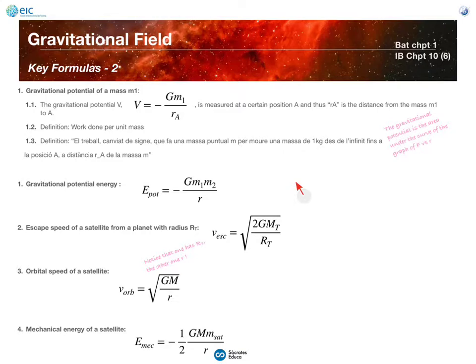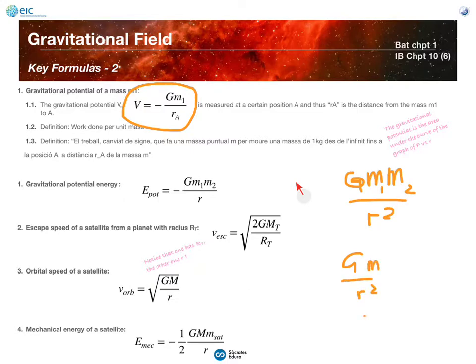The first one is about the gravitational potential, letter V. The formula is very similar to the other two that we already saw: GM1M2 over r squared, GM over r squared, and GM over r. These three formulas all have pretty much the same structure. Let's not forget the minus symbol, the negative symbol, and you need to remember which is which. So the first one is the force, the second one is the field, and the third one is the potential.